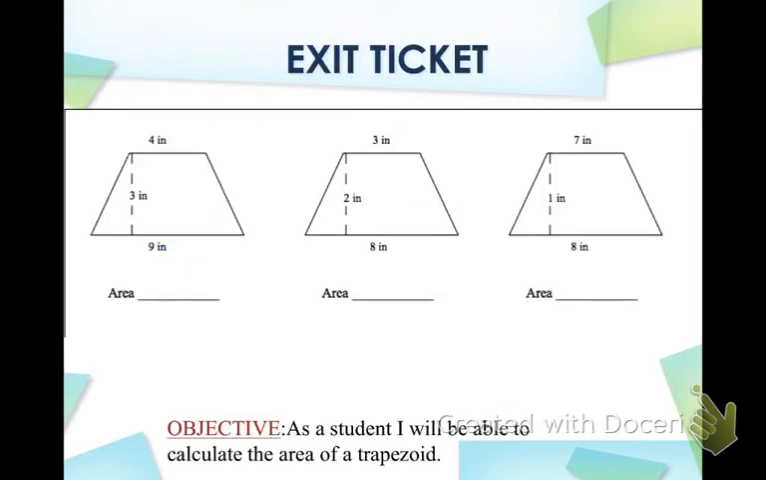All right, you have an exit ticket that needs to be shown to Mr. Williams. You have these 3 problems. Make sure you show all of your work to get all of your points.